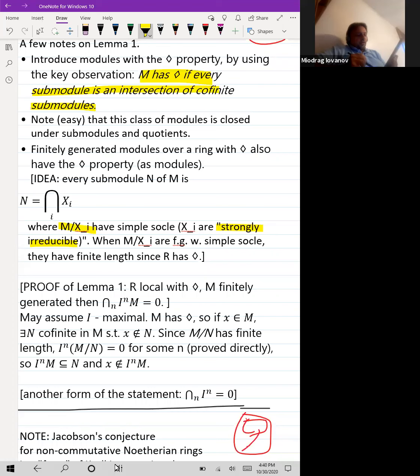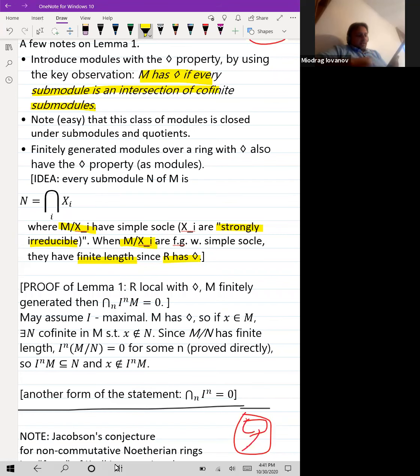So these are strongly irreducible, and now if I have the diamond property and I know M is finitely generated, then if these are finitely generated and have simple socle, then as before they have to have finite length because R has diamond. So that just means that every submodule is an intersection of cofinite submodules. So again, it's the same idea of why this is related to the property diamond of modules.